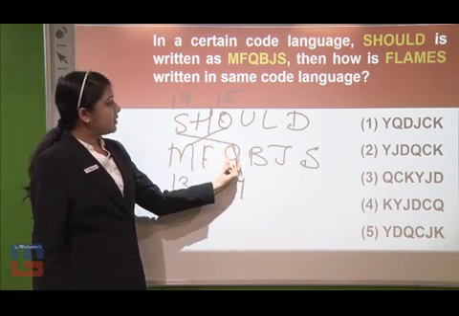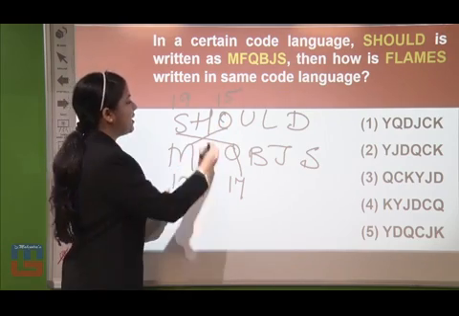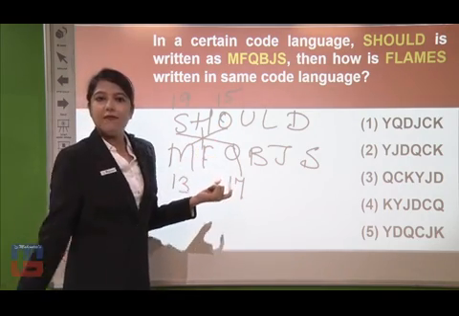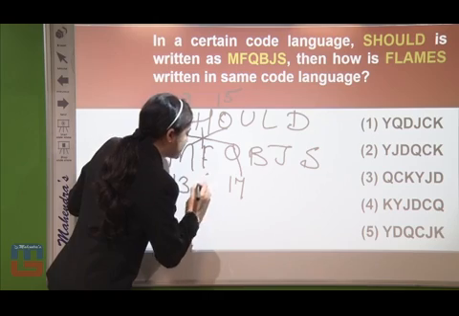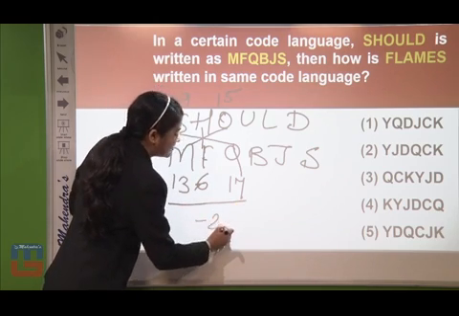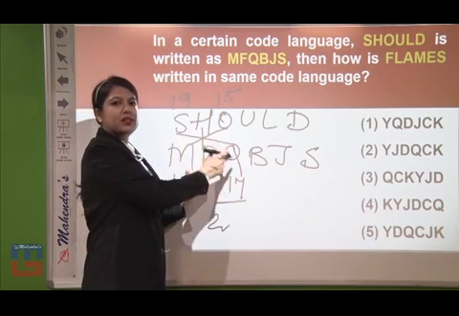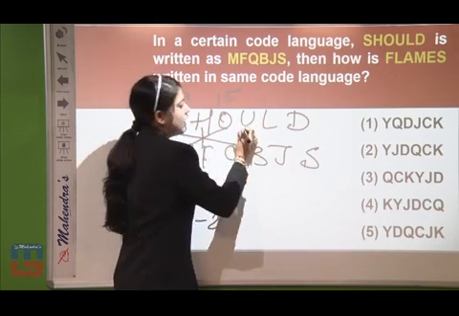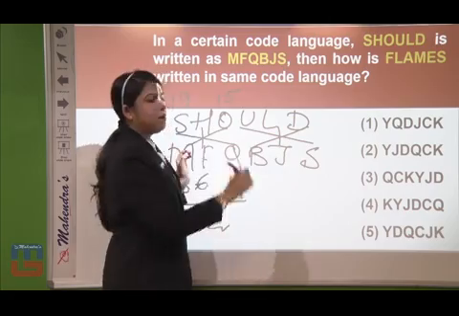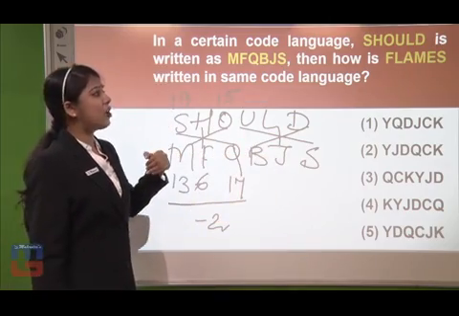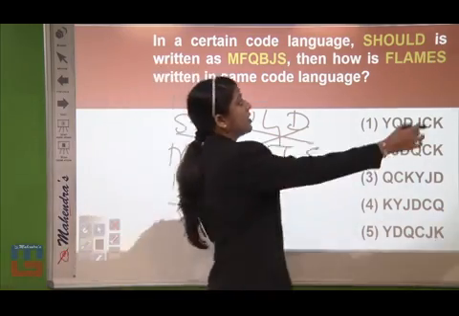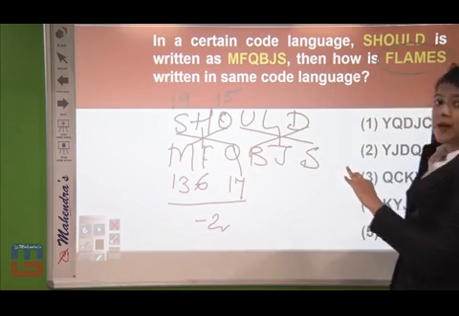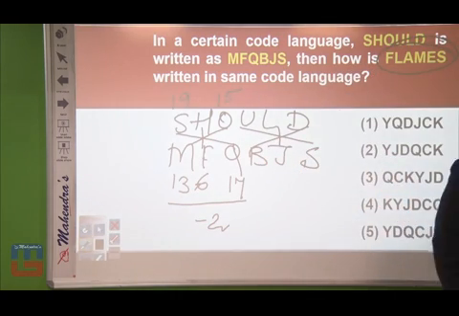Now S is related to Q, O is related to M. Same way H is related to F. So all these letters are following the -2 pattern. And see 1 to 3, 3 to 1, second to second. Same way here also this cross and straight pattern. Following this cross and straight pattern, now if we have to code for FLAMES, what will be the code?